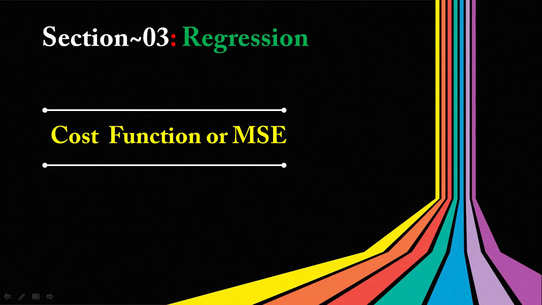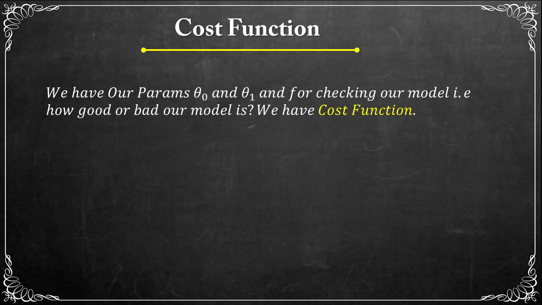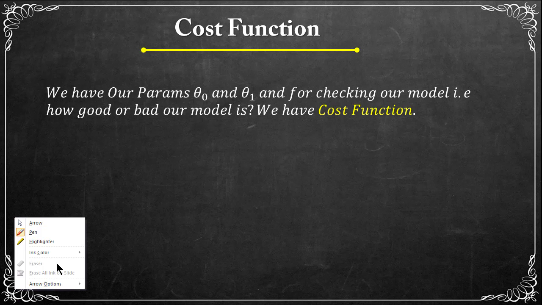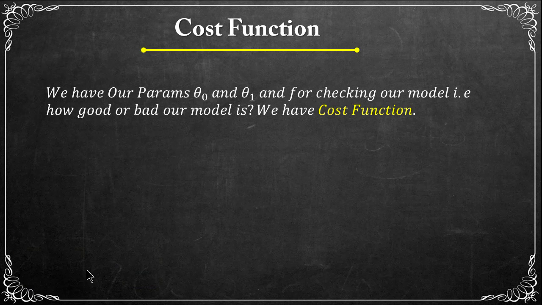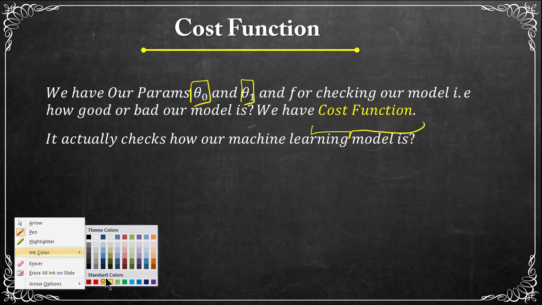Okay. Now first of all, let's define what a cost function is. We have parameters theta 0 and theta 1, and as I told in the previous video, for checking the accuracy of our so-called best fit line, the linear regression best fit line, or theta 0 and theta 1, we have our favorite cost function. In simple terms, it checks our machine learning model, whether it is good or bad. Just a small recap.